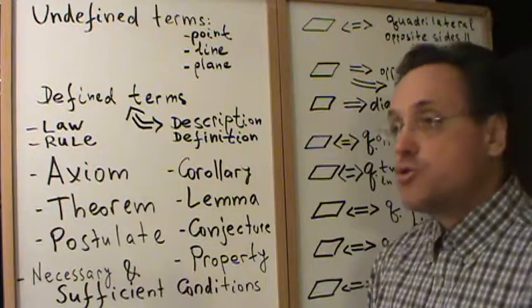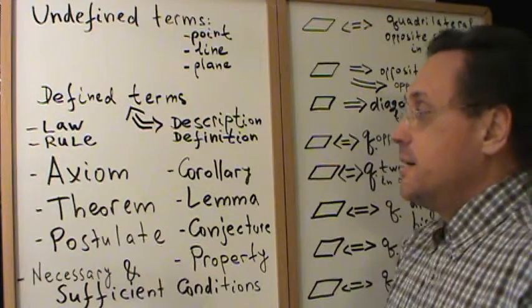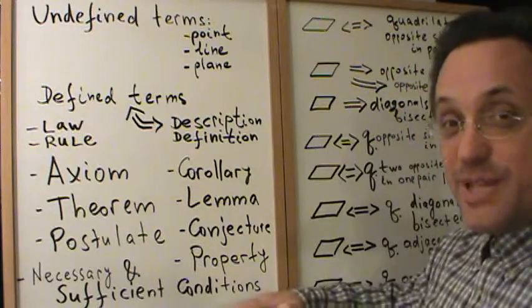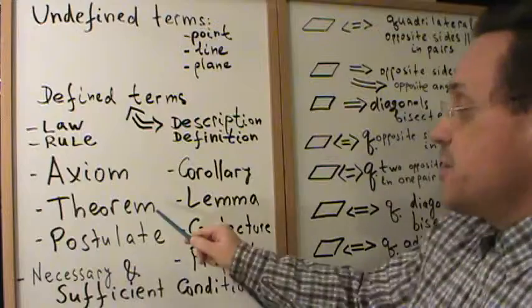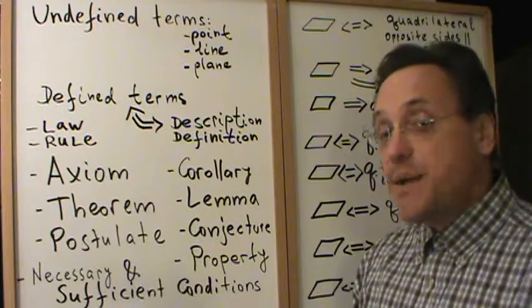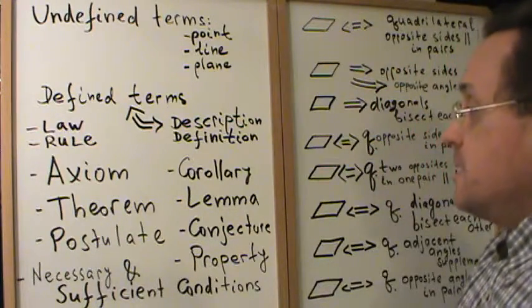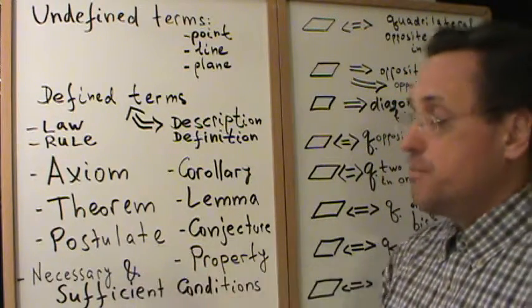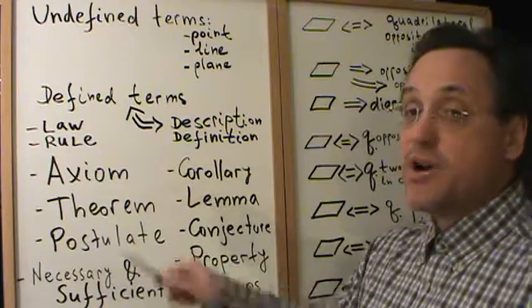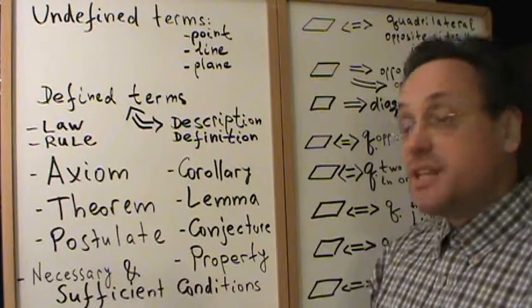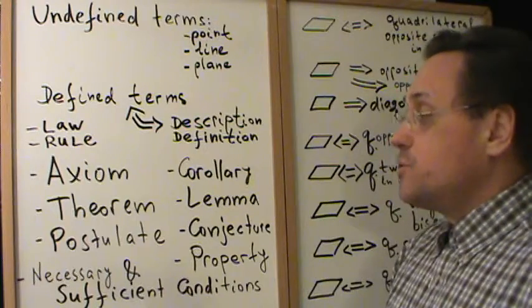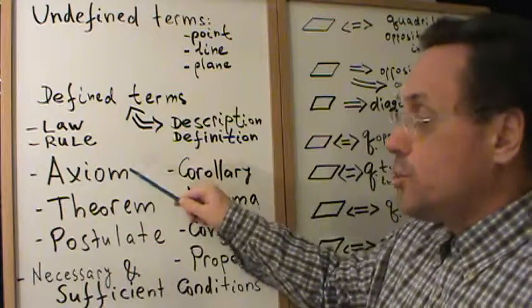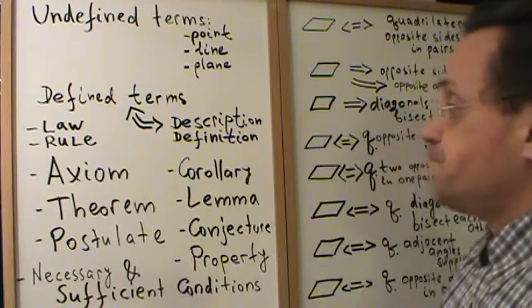Axiom. Axiom is a true statement that we cannot prove. And we have certain axioms in geometry. A theorem is a true statement that we are able to prove. Sometimes we use the term postulate. Postulate means either axiom or theorem. At that specific moment in the context, it doesn't really matter if we are able or not able to prove it. So we say postulate.